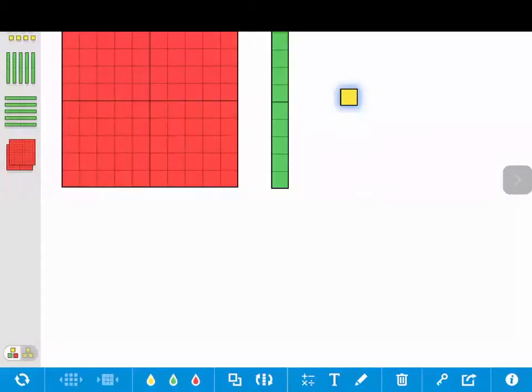Hi everyone. So today I'm going to show you how to use base blocks to add things. So these are base blocks. These are in base 10.